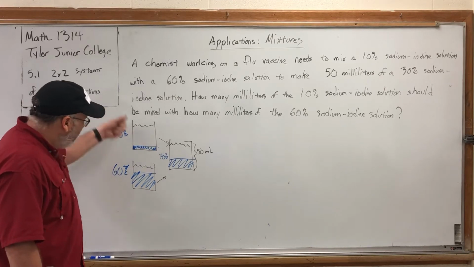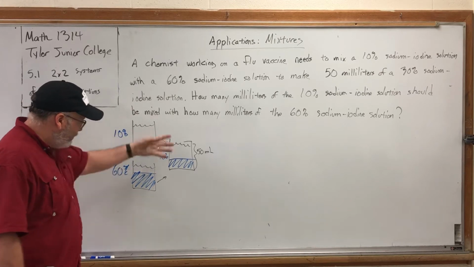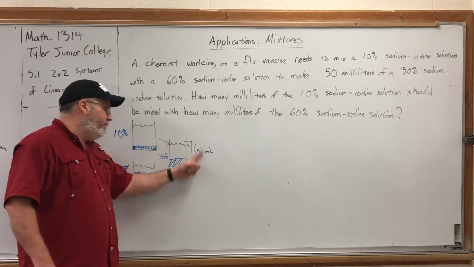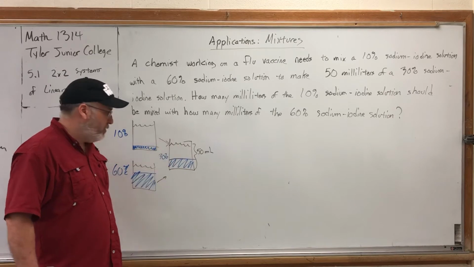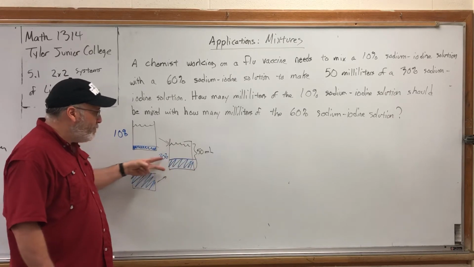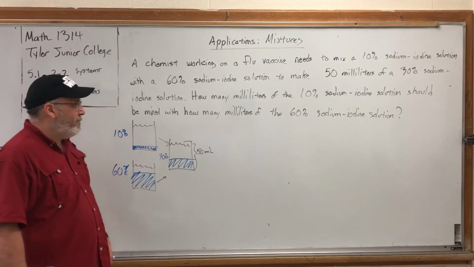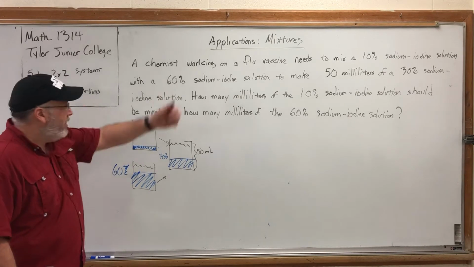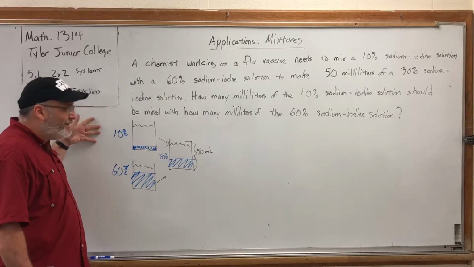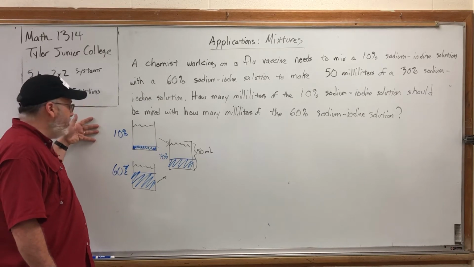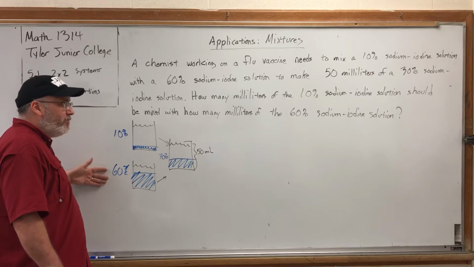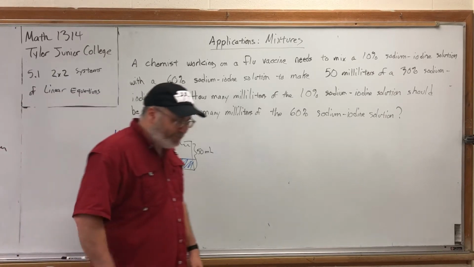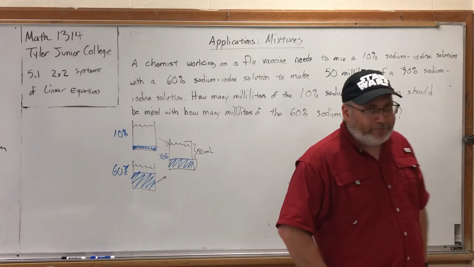We want to take some of the 10% and some of the 60% to achieve two goals. Number one, we need a total of 50 milliliters of solution. And number two, we need 30% of that to be sodium iodine. The question is, how much do we take of each? How many milliliters of the 10% sodium iodine solution should be mixed with how many milliliters of the 60% sodium iodine solution? So where do we begin?